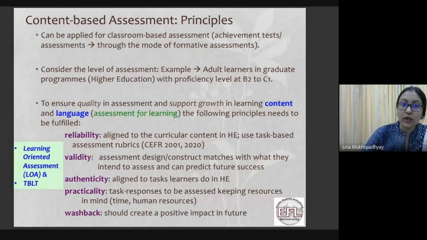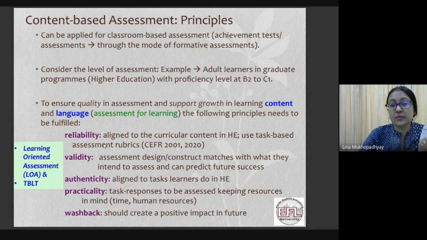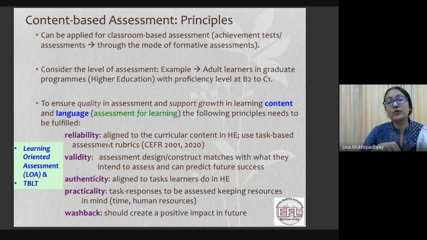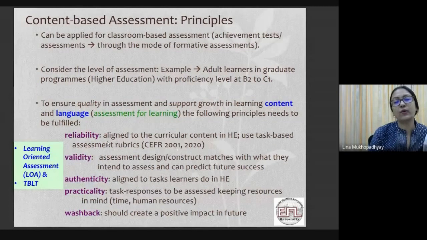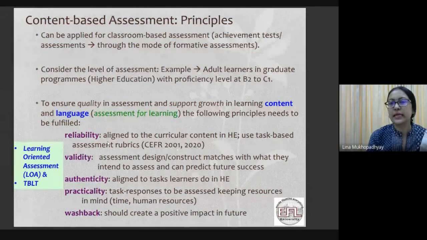Okay, and content-based assessment also uses these two concepts in a very integrative manner. One is learning-oriented assessment. So if you look at the concept of reliability, whatever we choose for the assessment design has to be closely aligned to the curricular needs of the learner. So it is learning-oriented assessment and not assessment of learning. Right? And we can also use some of the features of TBLT. I'm not going into details. Maybe some of you have some idea about the TBLT approach. In case you don't, we could always look for some resources.